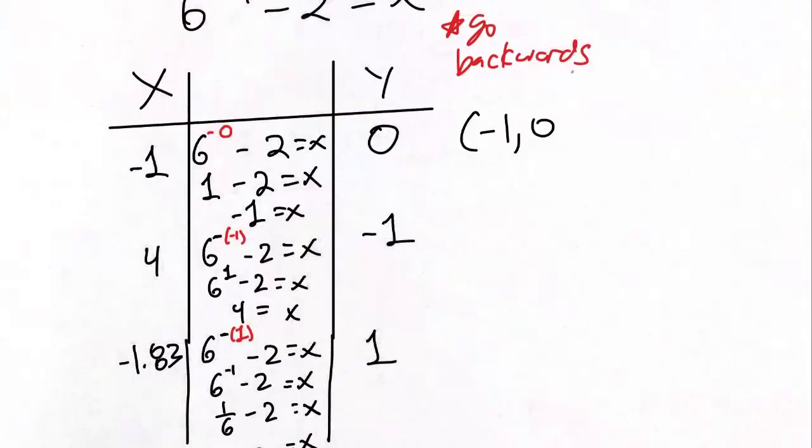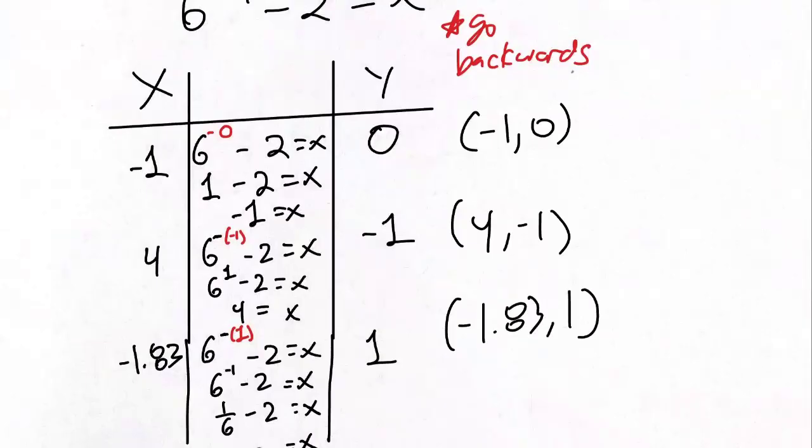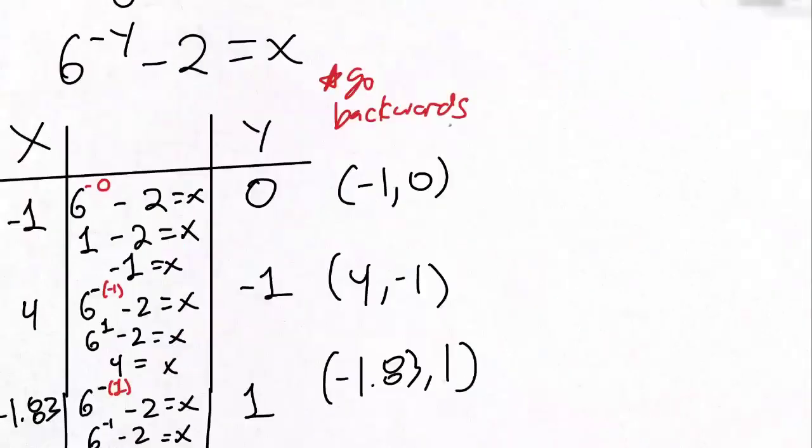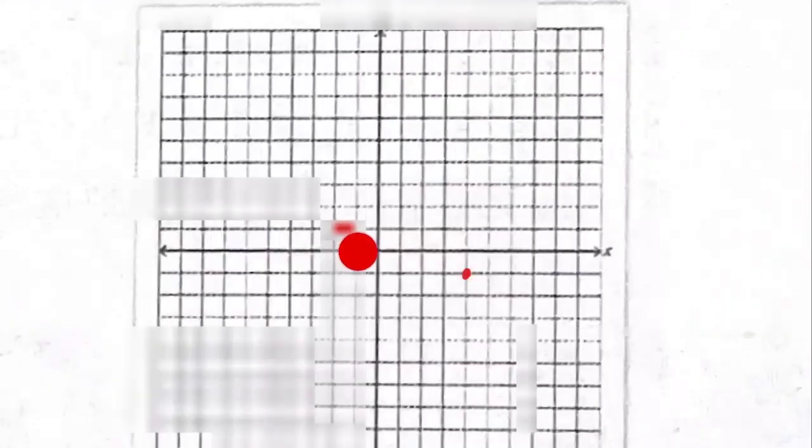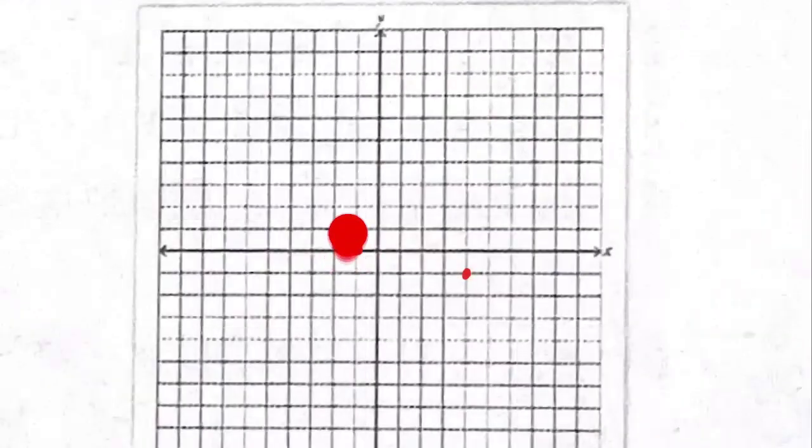So in this case, these are coordinates, right? Negative 1, 0, 4, negative 1, and then negative 1.83, comma 1. Those are coordinates. Okay, so negative 1, 0 is right here, negative 1.83, positive 1 is right here, and then positive 4, negative 1 is here. You guys see it?